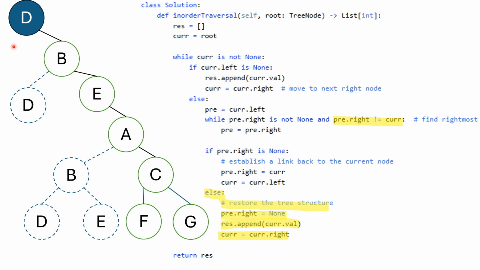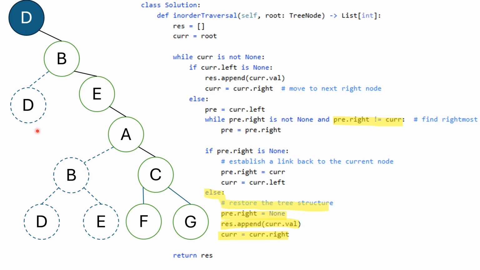Because D does not have any left, it will read the current value and move its pointer current to the right side. And now we're at the B. The right side of the B is D. No, yeah, the left side of the B is D, sorry.